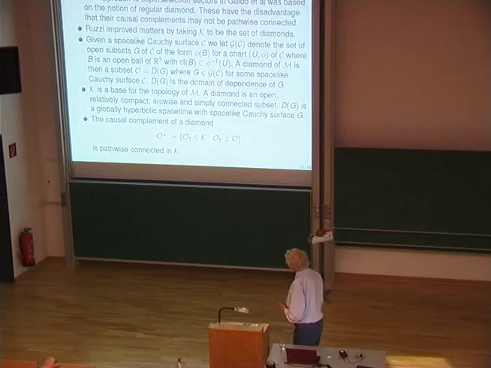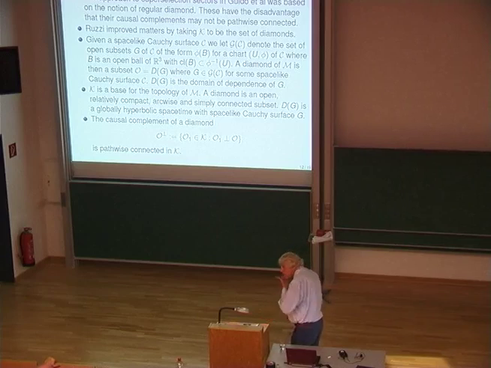Here we are. This is the first approach to superselection sectors in Guido et al. This was based on the notion of a regular diamond, which I didn't explain to you. And these have the disadvantage that their causal complements may not be pathwise connected. And Rudolf Haag improved matters by taking K to be the set of diamonds. Now, the words are very similar, but the definitions are different. There is a definition which is given there, but if you read it like that, it becomes a little technical.